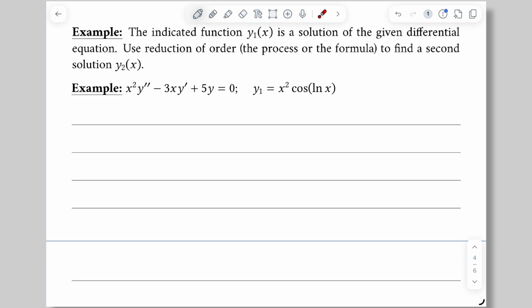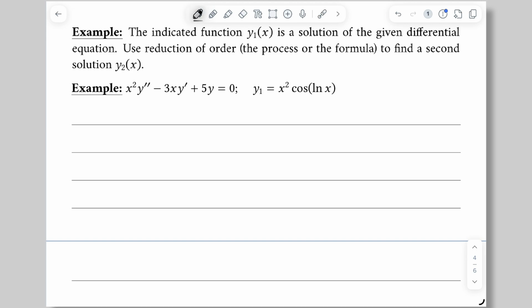Here's another example of using the reduction of order formula. Our differential equation is x squared y double prime minus 3xy prime plus 5y equals 0. We're given that y1 equals x squared cosine of natural log of x is a solution.